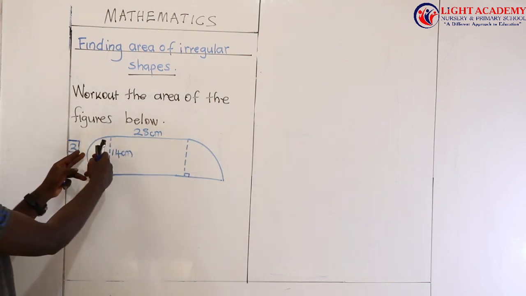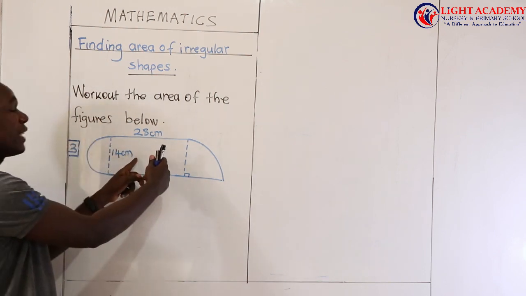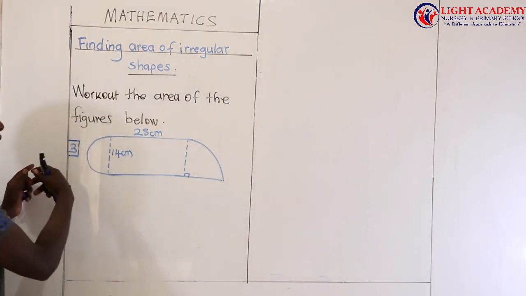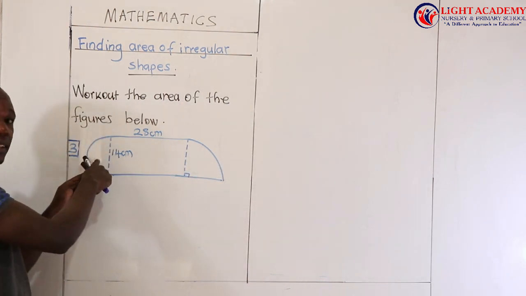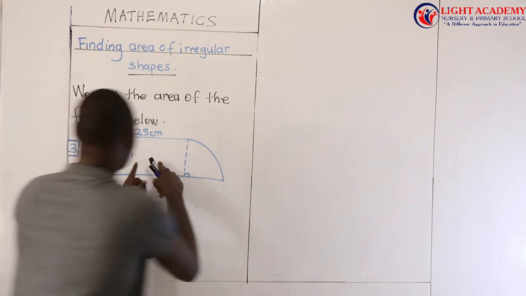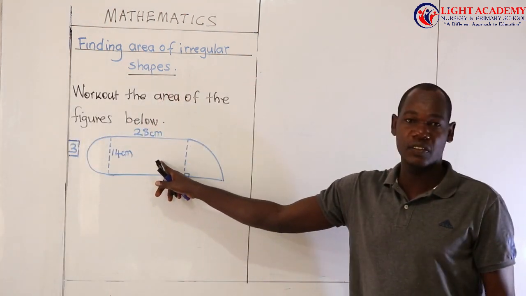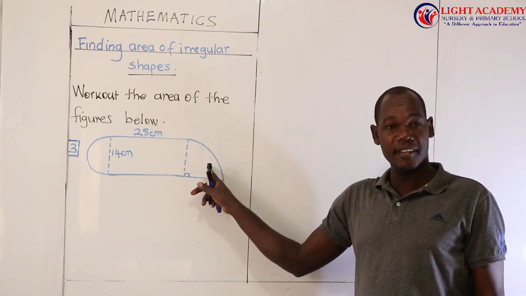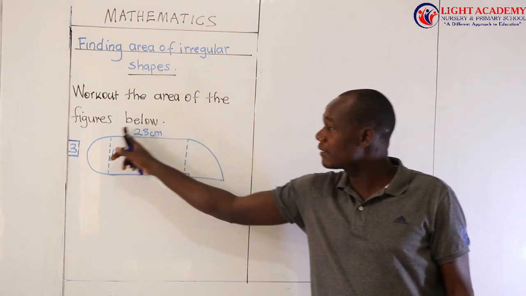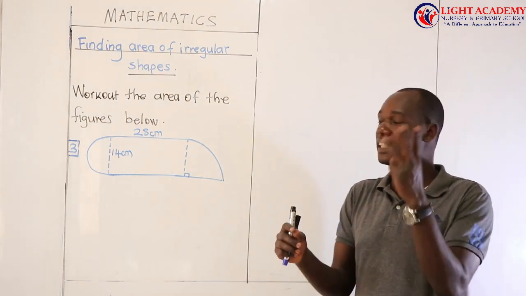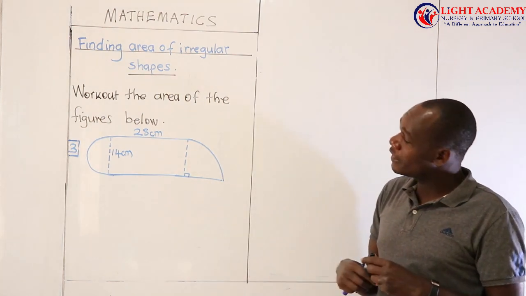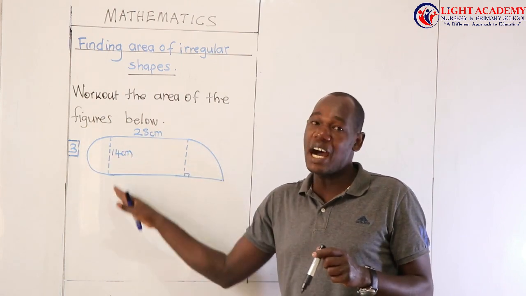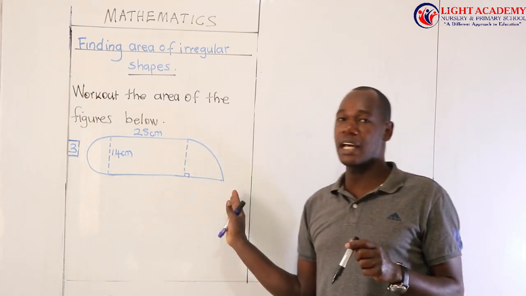There is one figure at the extreme left here, there is one in the middle, and one in the extreme right. On the left, the figure we are seeing is a semicircle. In the middle, we are seeing a rectangle. And on the right, this side, we are seeing a quadrant. So that means to form this irregular shape, they have actually joined 3 different shapes. So you have to work out the area of each of these figures, and then you add them in order to get the area of this irregular shape.